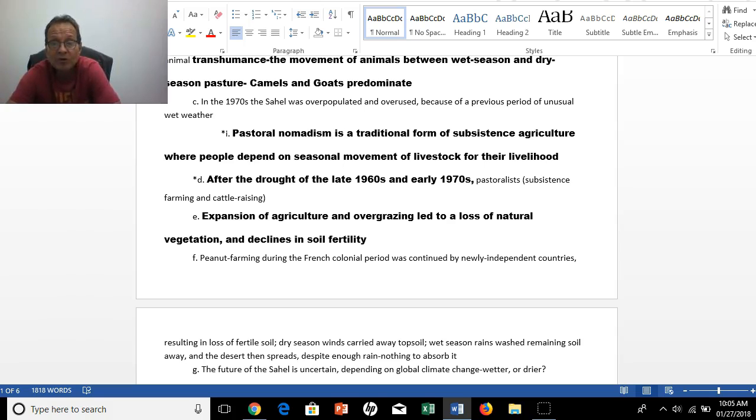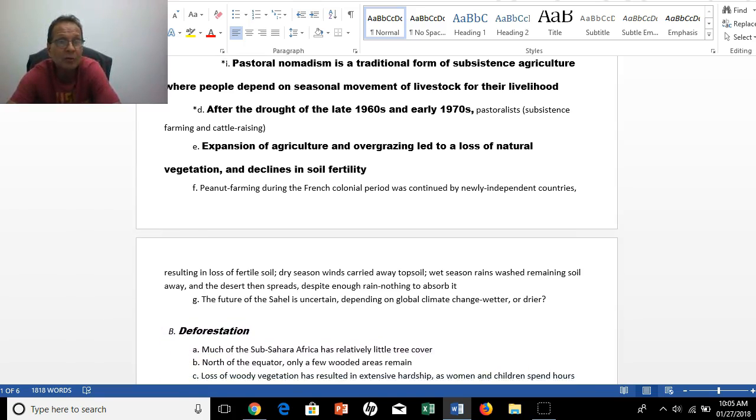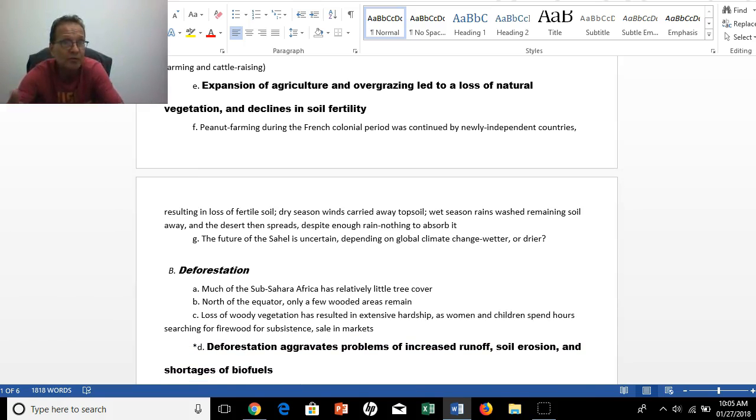Peanut farming was something done by the French colonialists, and it was continued with the newly independent countries, and that also impacted the loss of fertile soil. If you keep growing commercial crops continually year after year, decade after decade, eventually the fertility declines severely. And when the soil becomes degraded, winds carry away the topsoil if you've been chopping all the trees down as well, and eventually when it does get wet, the rains wash what is left away, and then what you have left after that is the spreading of the desert.